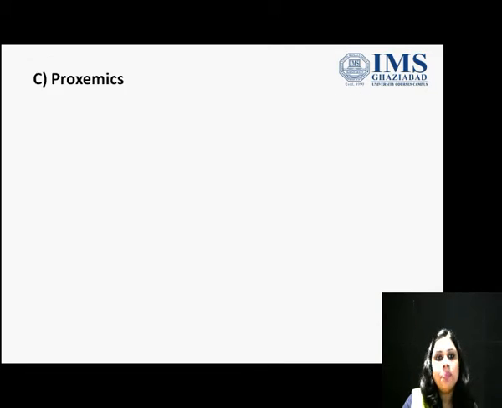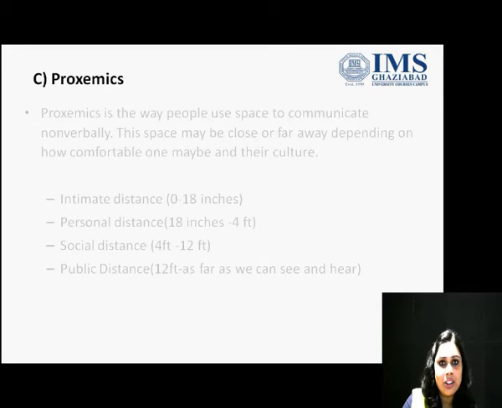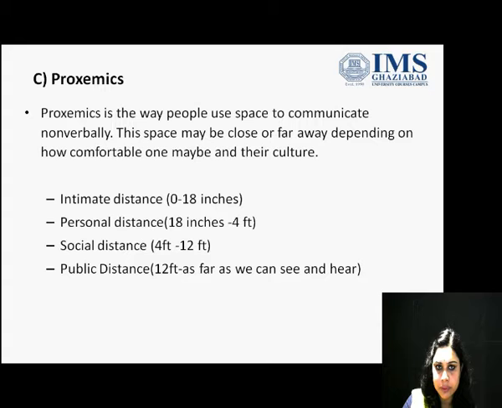Proxemics. Proxemics is the study of the spatial arrangement between two or more people. There are people who are sitting closer to each other, which shows that they are sharing an intimate relationship. There may be people who are distant, which shows a public relationship. I listed down 0 to 18 inches of distance between two people shows an intimate relationship. 18 inches to 4 feet shows a personal distance, and 4 feet to 12 feet shows they're sharing a social relationship, and 12 feet to as far as we can see and hear is your public distance.